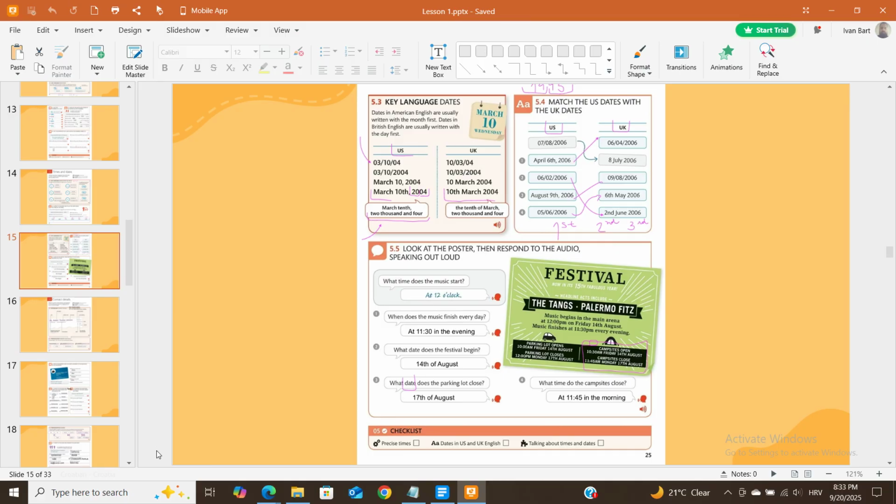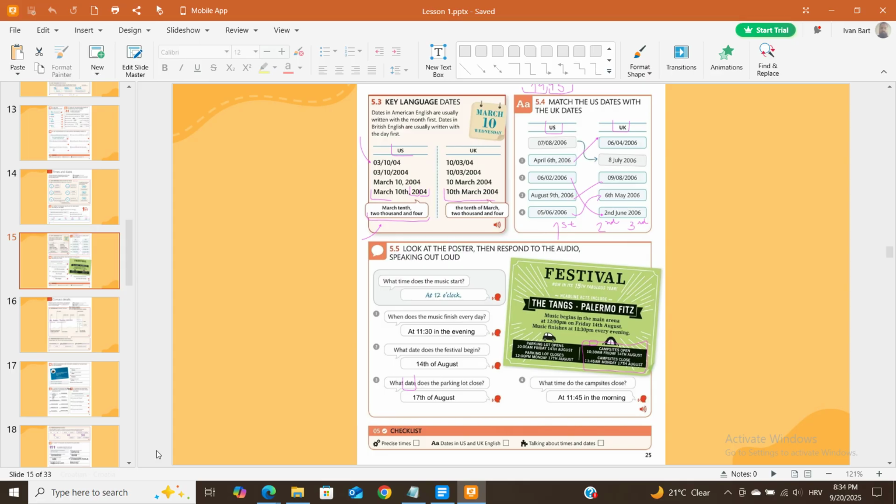The 7th of August 2006. April 6th 2006. The 6th of April 2006. The 8th of July 2006. The 6th of February 2006. The 9th of August 2006. August 9th 2006. The 6th of May 2006. The 5th of June 2006.